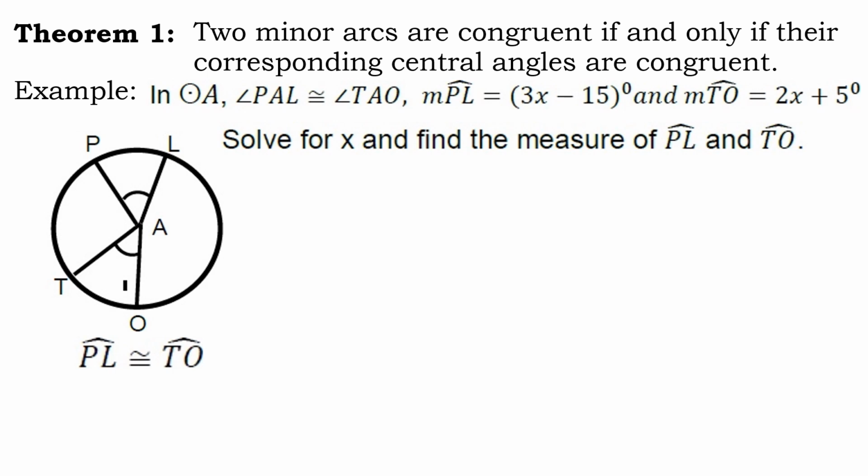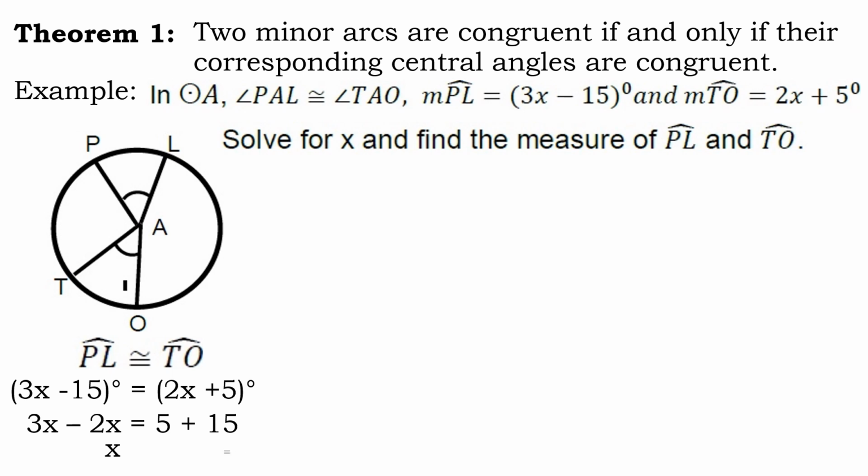Now, if the measure of arc PL is 3x minus 15 degrees, it is equal to the measure of arc TO, which is 2x plus 5 degrees. So let us equate the two measurements. Combine similar terms, we have 3x minus 2x is equal to 5 plus 15. 3x minus 2x is equal to x, and 5 plus 15 is equal to 20. Therefore, x is equal to 20.